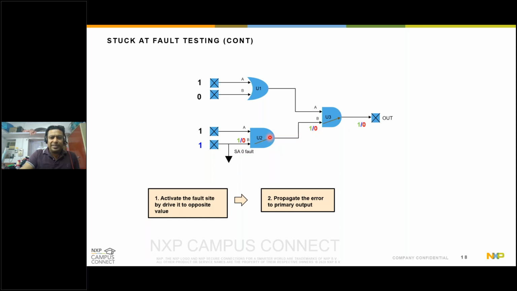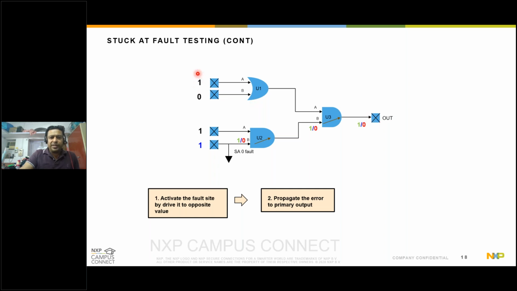So what this means is that I need to ensure that my other input of this AND gate is driven to 1, so that now whatever the output of this AND gate is, it is dependent only on the B input. Similarly, to enable this path on U3, I need to ensure that my A input of the U3 gate is also driven to 1, so that whatever response is coming from U2 is propagated to the primary output, right?